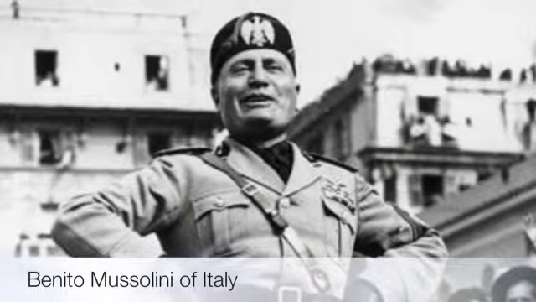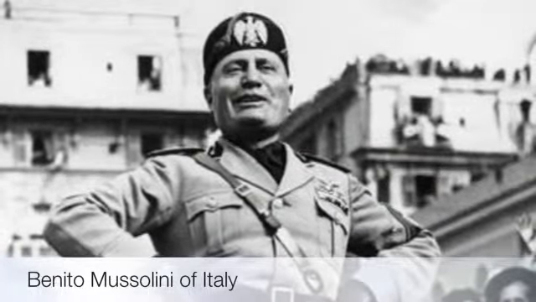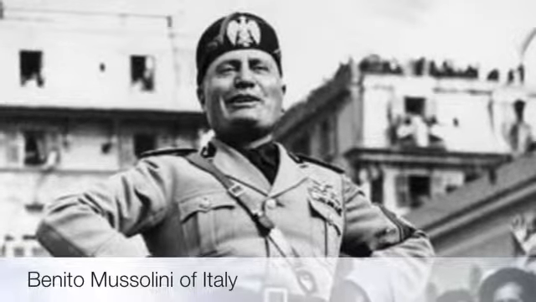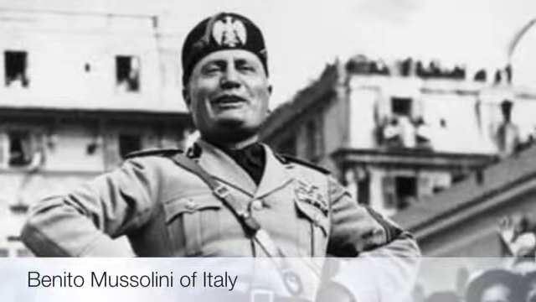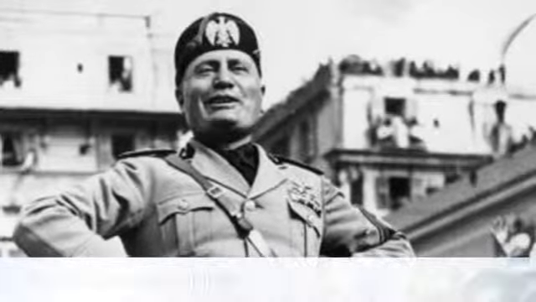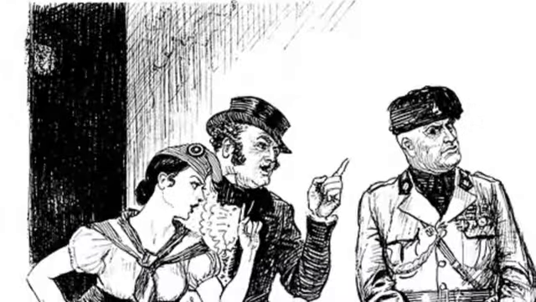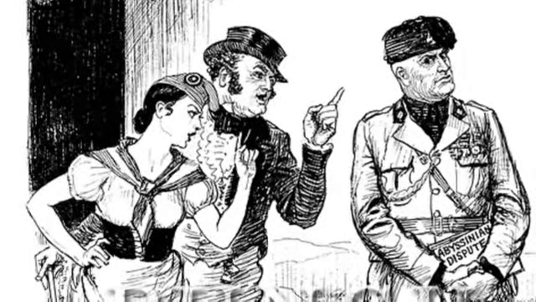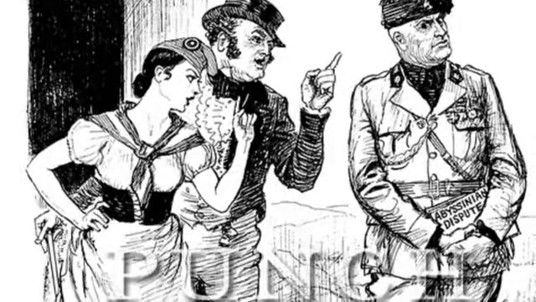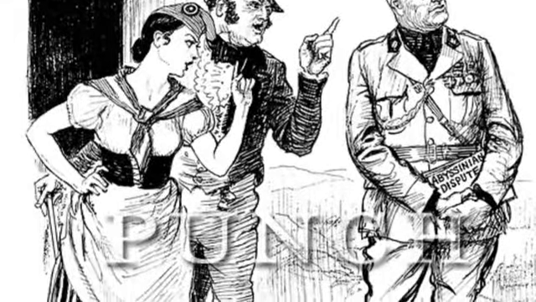A prime example of the failures of the League of Nations was when the Italian fascist dictator Benito Mussolini invaded Abyssinia, which is today known as Ethiopia. The League of Nations failed to take any decisive action whatsoever against Mussolini. In fact, this cartoon demonstrates how toothless the League was in the face of aggression.